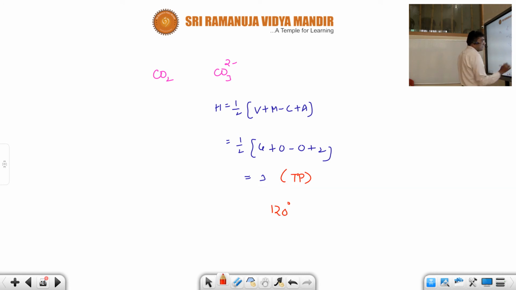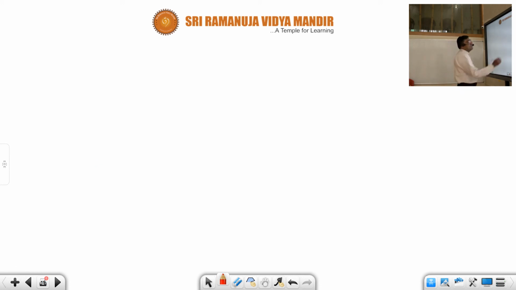Bond angle is 120 degrees. In this case, bond angle is 180 degrees. So this is the CO2 structure, and the CO3 2 minus structure is trigonal planar. I hope you understood this. Now, a most important example asked many times in the examination: NO2 minus and NO2 plus. So what about the bond angles?